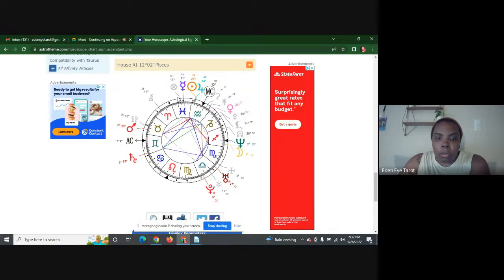So I want to take some time to come back to decans. I taught a class about this a while ago, but I want to circle back around. There are two ways that you can do decans. Decans are all about degrees, and you can do it in a couple of ways.